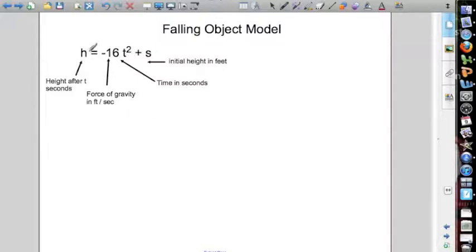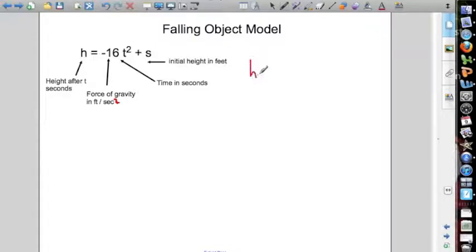The formula is h equals negative 16 t squared plus s. The h in the formula is the height after t seconds, so it's how high the falling object is after so many seconds. The negative 16 is always going to be there. That's the force of gravity, in feet per second. It's actually feet per second squared, a little typo there. The t is the time in seconds, and the s stands for our initial height. The initial height is going to be in feet, and the height here is also going to be in feet. The time needs to be in seconds. So make sure you are taking a glance at those labels as you look through there.